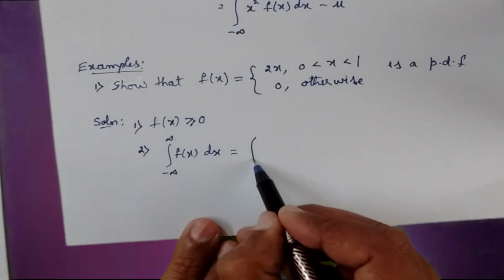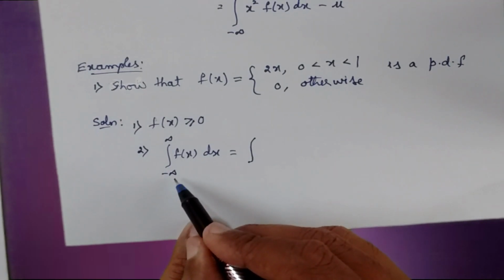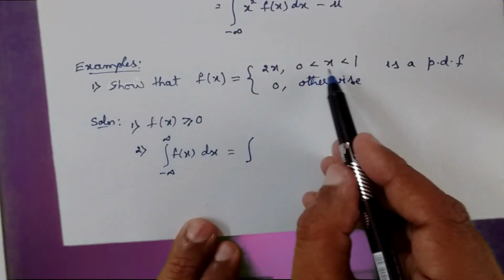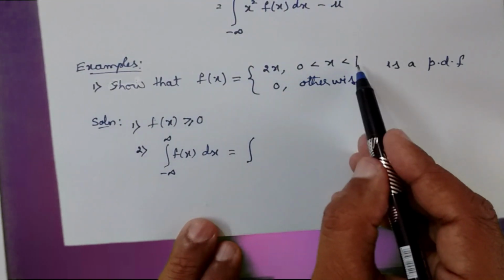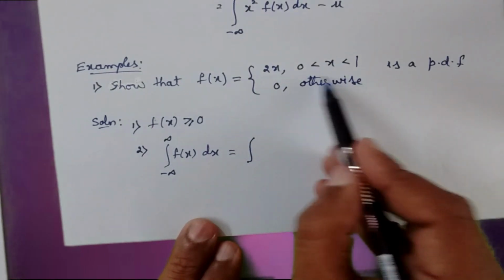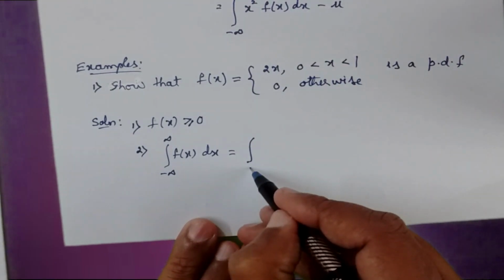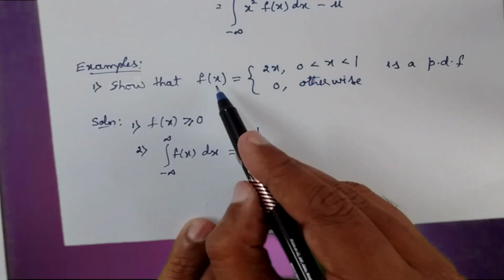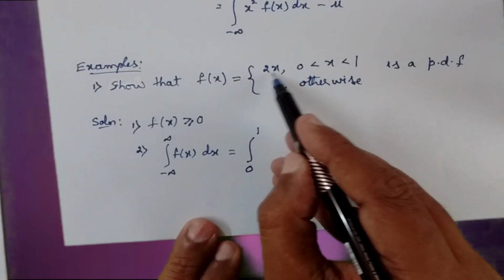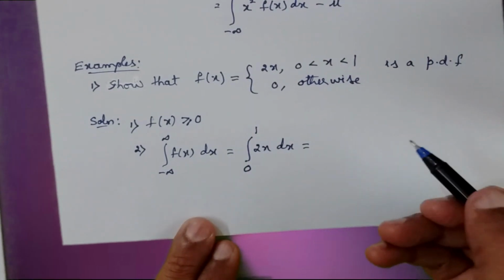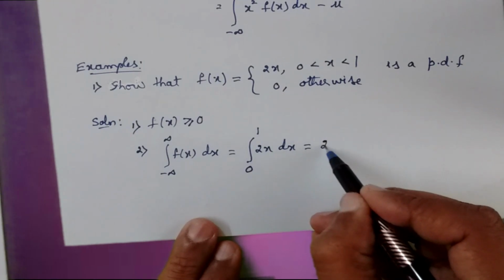The limit values are from minus infinity to infinity, but the function is defined only for 0 to 1. For all the other values it is 0. So we'll just ignore the other values and take only the limit between 0 to 1. Only for 0 to 1 the value of f of x is how much? The value of f of x is 2x. So 2x into dx. Here 2 is a constant, you can take it outside.